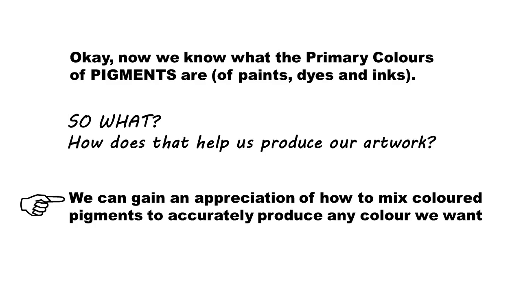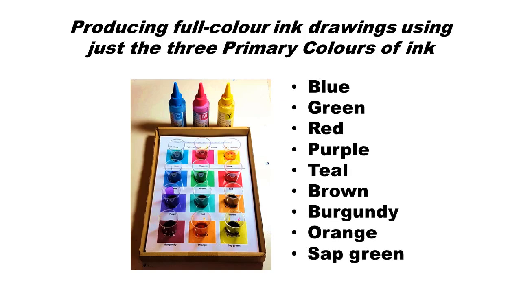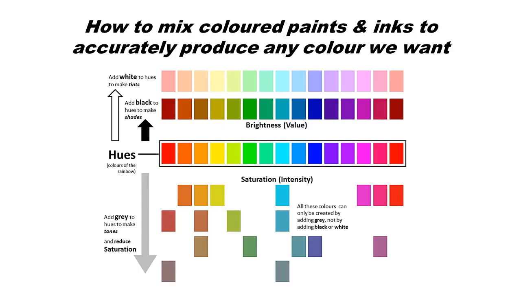Well, that rounds up our study of primary colours. If you haven't managed to look at the first two videos on primary colours on this channel, I strongly recommend you do so. In subsequent videos, we'll be looking at how to produce full colour ink drawings and paintings using just 3 primary colours of ink. We'll learn how to mix the 3 colours of ink in various proportions to produce blue, green, red, purple, teal, brown, burgundy, orange and sap green. We'll learn how to mix coloured paints and inks accurately in order to produce any colour we want, and match colours to existing colours in a scene in front of us or on a photo that we're working from.